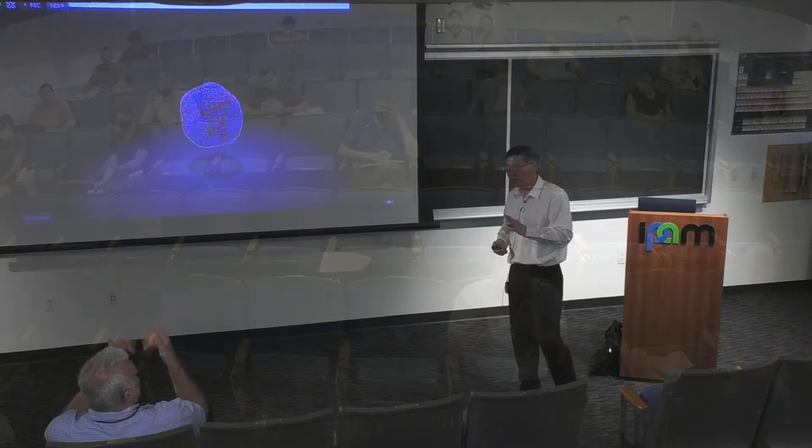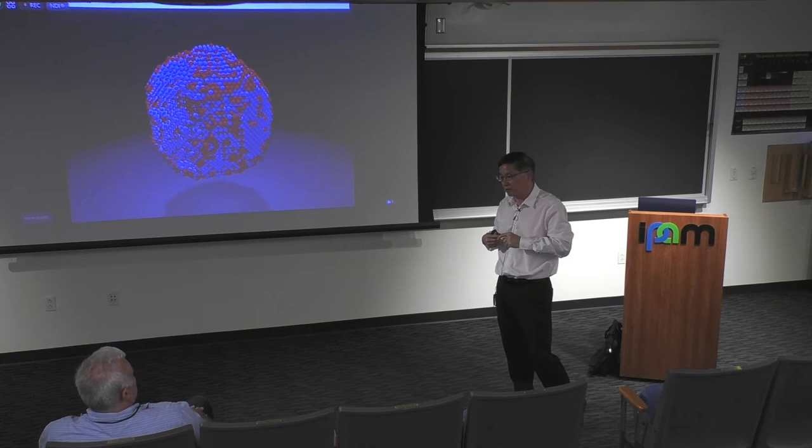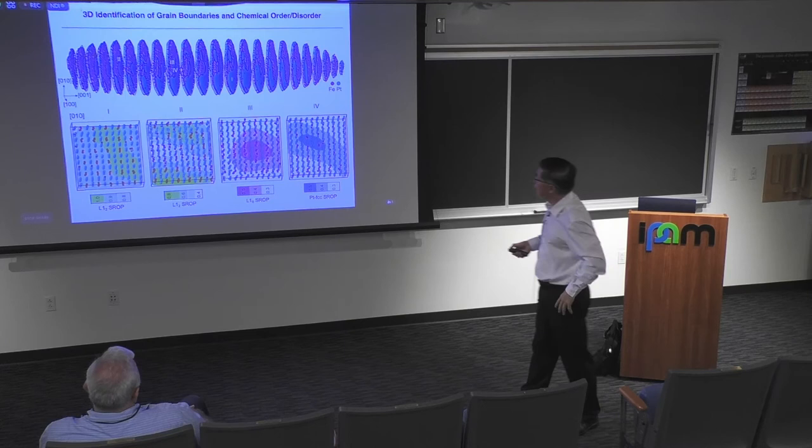So the missing wedge is there if you rotate this sample. About plus or minus 20 degrees. How many projections in total? With projections, for this sample we have close to 100, between plus and minus 70 degrees. So we can truly identify this, and we can look at different kinds of chemical order.